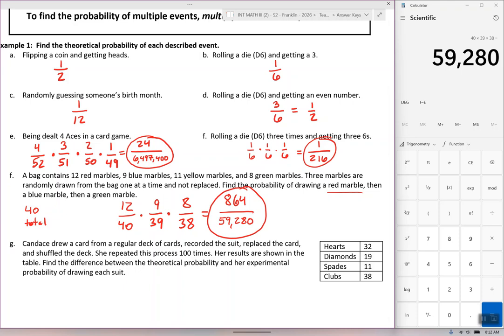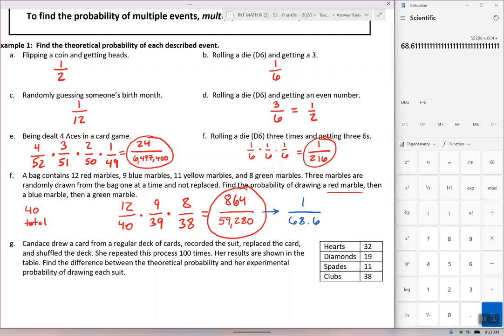Oftentimes with probability, especially the way we think of things, we like to think of what it would be with 1 on top, right? We have a 1 out of however many chances to get this. So this isn't always a whole number, though. If I divide this number, 59,280 by 864, I get 68.611111, right? So I have a 1 in 68.6 chance of getting it. And this is an okay way to think about this. It kind of helps ground your chances. If you think, okay, I have a 1 in 69 shot.